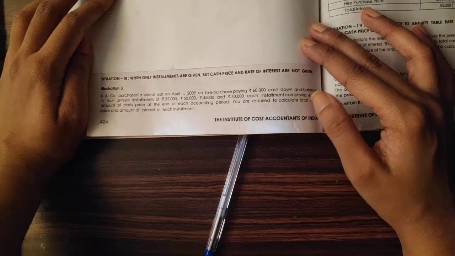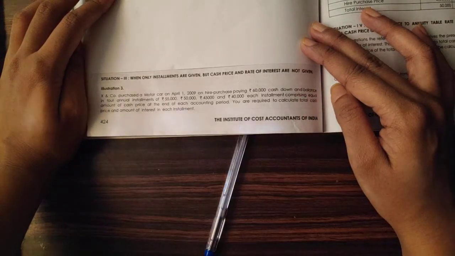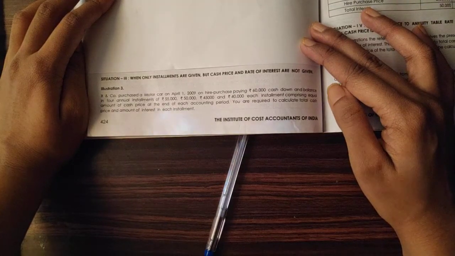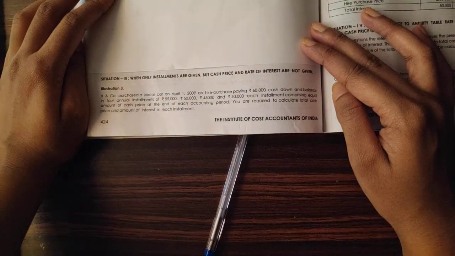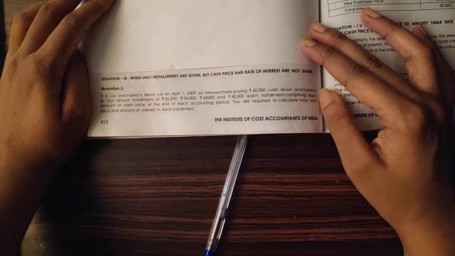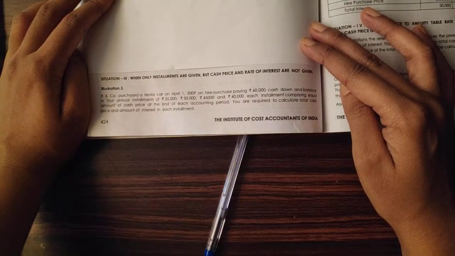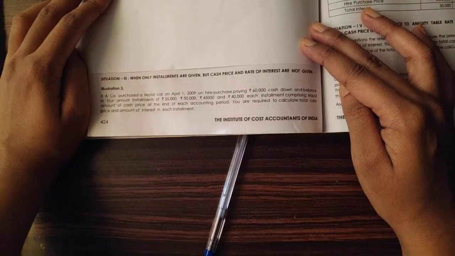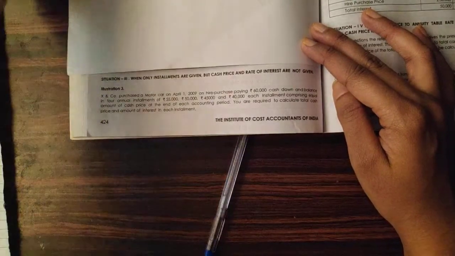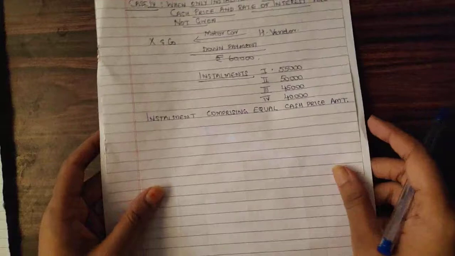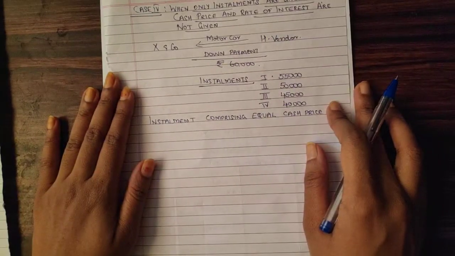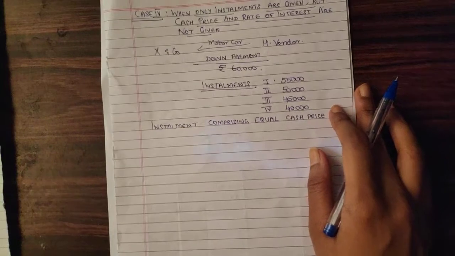So in this scenario, they have only given us installment. They have not given us the rate of interest and they have not given us the cash price, just installment. And then how is it possible to calculate total cash price and the interest for each installment? So that's the question. Okay, so I'll show you how it's done.